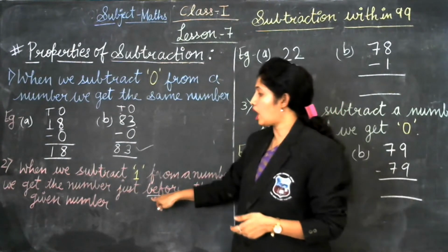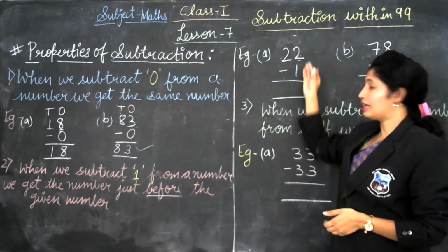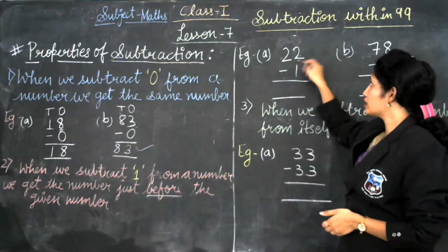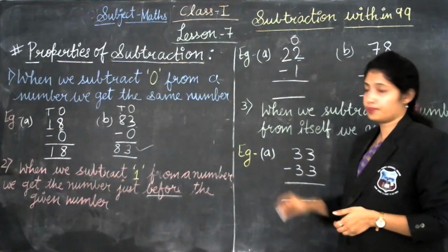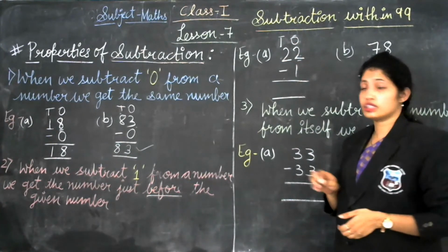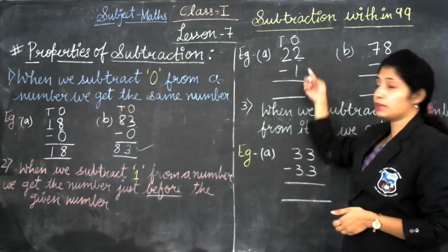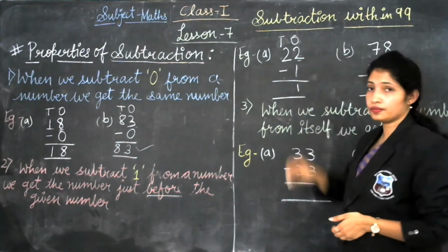Now I will explain the examples. First look at this, 2 is in which place? 2 is in 1's place. And this one, 2 is in 10's place. First we will subtract 1's place values. 2 minus 1, we get 1.